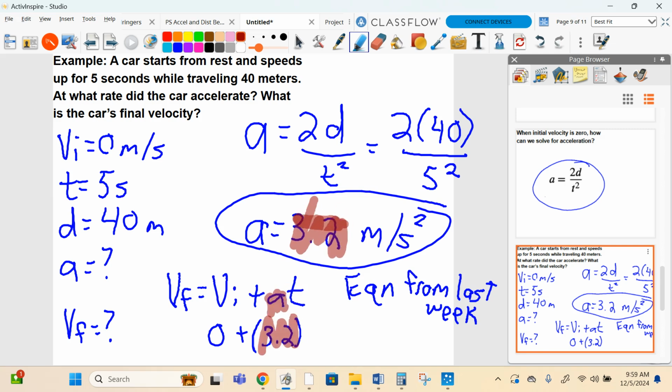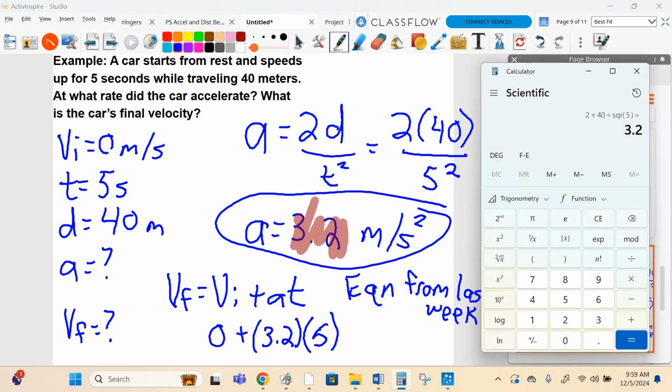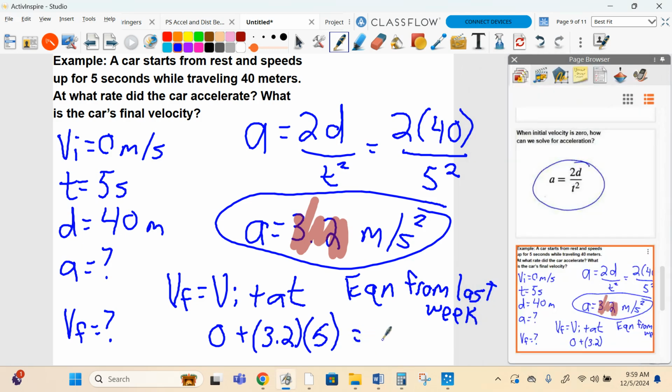When we're finding distance first, they will give us the acceleration and we don't have to use this term. But the acceleration is 3.2. Our time was 5 seconds. So I want to take 0, which I can ignore. I'm going to add it to 3.2 times 5, and that's going to give me VF is 16 meters per second.